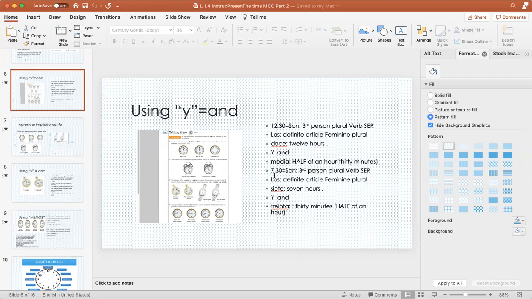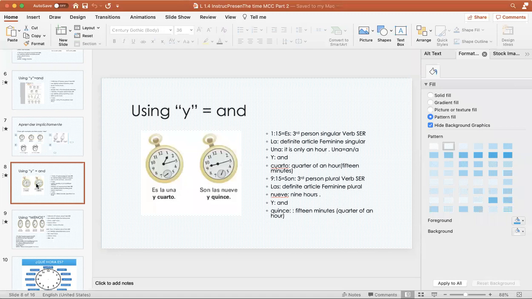Then we have son las 7:30. Son, again, because it's more than 1 hour. Las, because it's 7 hours. Siete, to indicate the hours. 7:30, 30 minutes. But we can also use half. If you want to say, we can say, son las 7 y media at the same time. It's still the same exact thing. ¿Es lógico? Okay, let's keep on going.